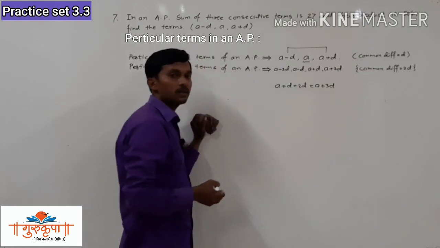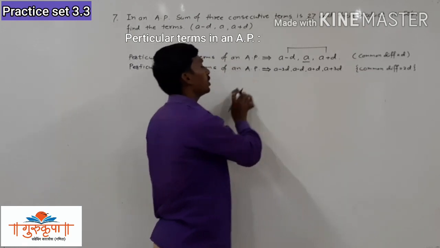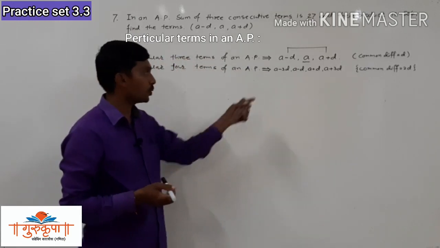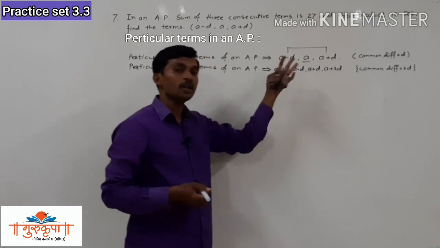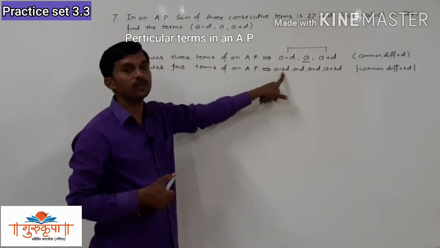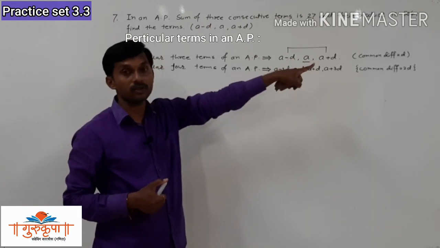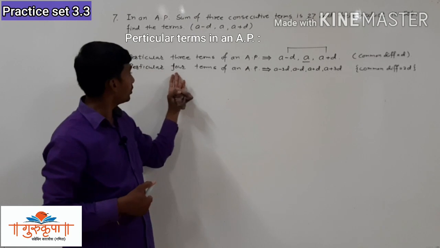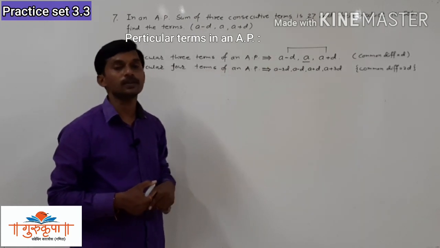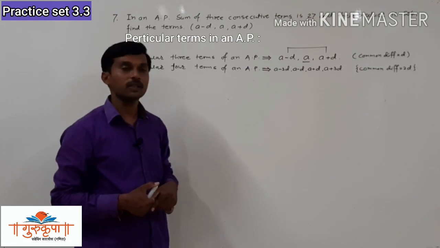So here we get the 4 terms of the AP, the particular and consecutive terms of an AP. These 4 terms are particular and also consecutive. The first term you have to remember is a minus 3d, then add the common difference, but it is very important: when we have an even number of terms, the common difference is 2d. You have to remember that part carefully.